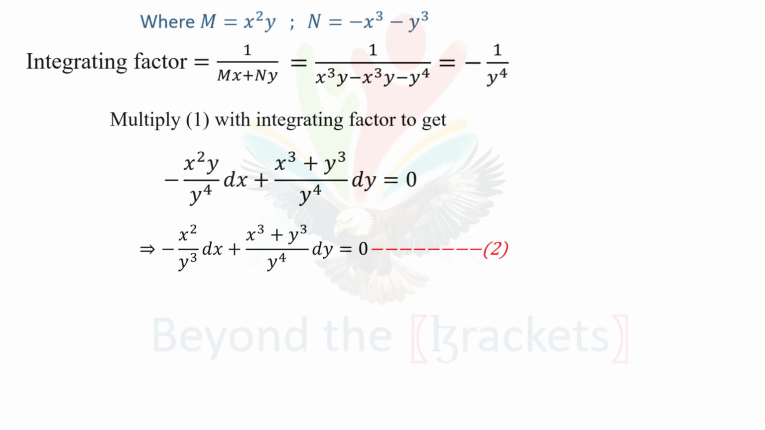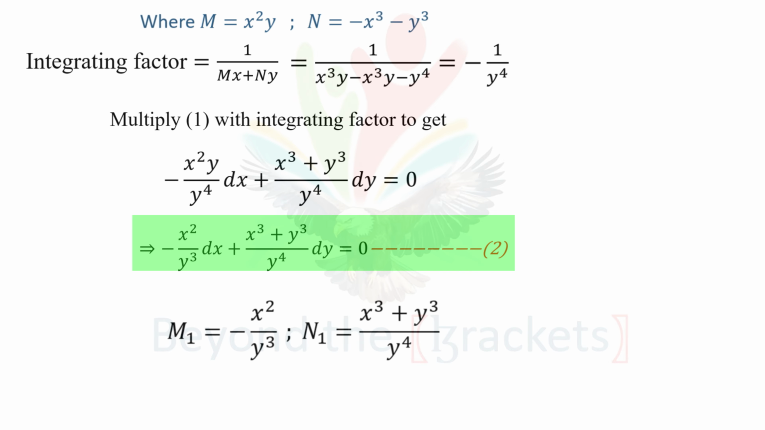Again, the new coefficient of dx is M1 is equal to minus x cube by y cube and the new coefficient of dy is N1 is equal to x cube plus y cube by y power 4. This new equation will now be exact. Let us proceed to verify that.